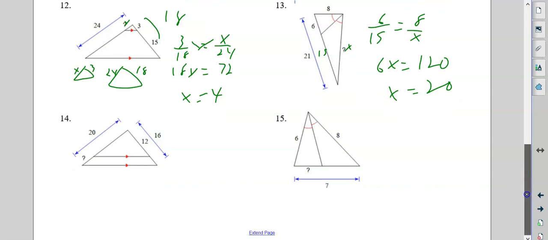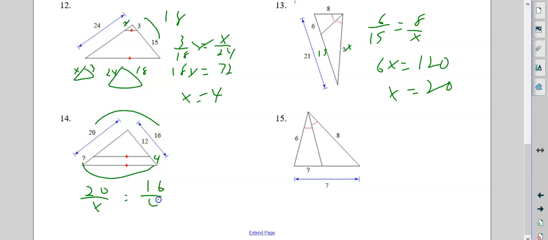Right? So here, if this is 16 on the right side and this is 12, that makes this 4. All right? So that's how these two are going to correspond with each other, and these two are going to correspond with each other. So I'm going to say 20 over my unknown, 16 over 4. Now you might recognize that 16 divided by 4 is 4, so this should just be 20 divided by 4. But if you don't see that, 16x equals 80, x equals 5.